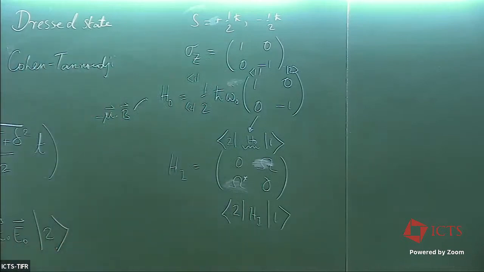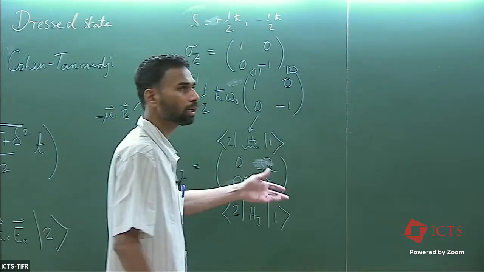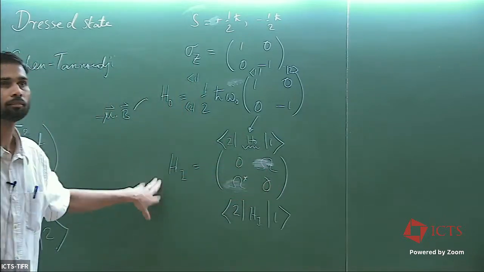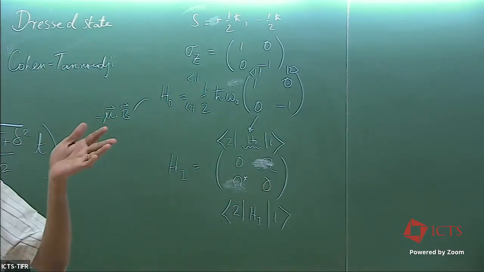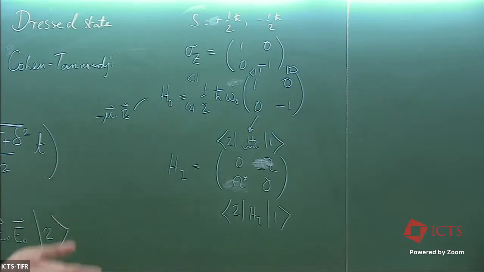So there is a direct analogy. I mean, there is a direct correspondence between this picture and this picture. So you can start with this Hamiltonian, H0 plus HI, and then you can put your system in state one, and you can ask, well, how does the system evolve?